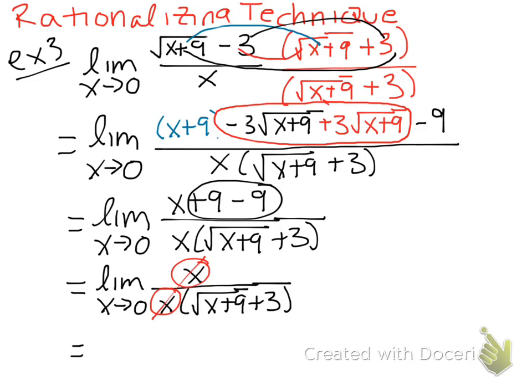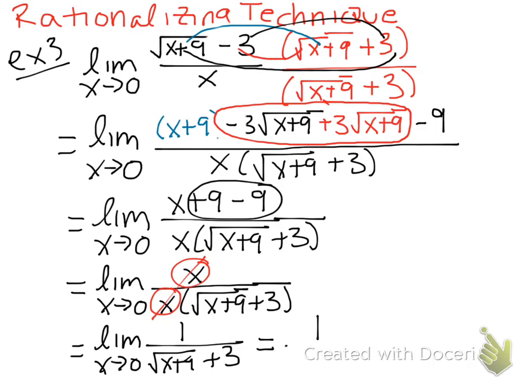So now we have the limit as x approaches 0. Since we divided them, we have 1 in the numerator. And we've divided out, so hopefully direct substitution will work now. So I don't need to write limit anymore. I'm actually evaluating the limit. I have 1 over the square root of 0 plus 9 plus 3, which will be 1 over 6, and we're able to get our answer.